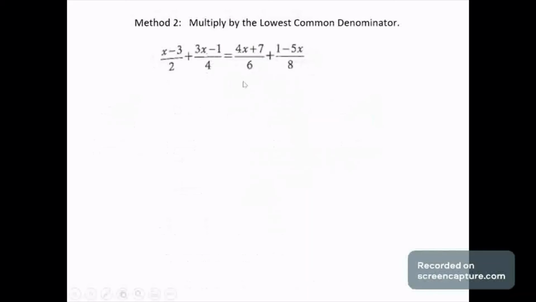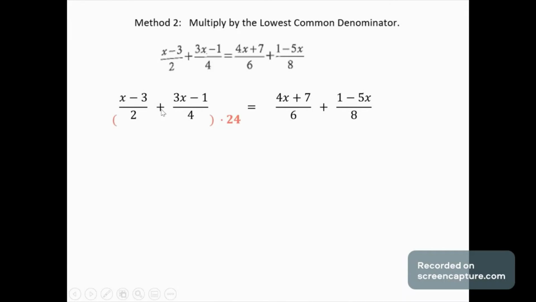Let's try it out. So let's try this now using the other way, where we think about the lowest common denominator for all 4 now, not just these 2 and these 2, but all 4 fractions. What's the lowest number that all 4 of these will multiply into? That number is 24, okay? All these numbers go into 24. So I'm going to multiply this entire side of the equation by 24, and likewise over here.